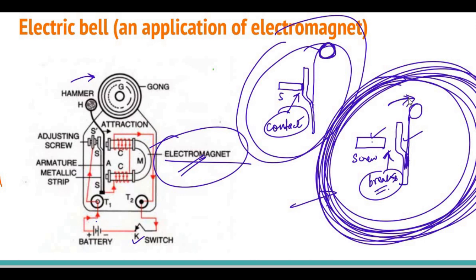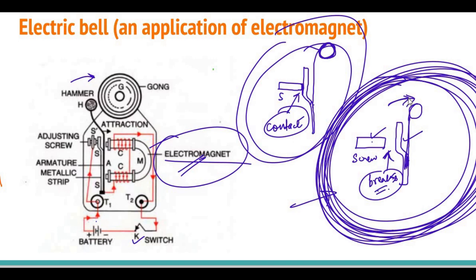So you see this kind of bell is present in some schools. And when the peon has to ring the bell, he keeps the switch pressed continuously for some time. And as long as he keeps the switch pressed on, current flows in the circuit and what happens? The same thing happens. Hammer goes forward and comes back.